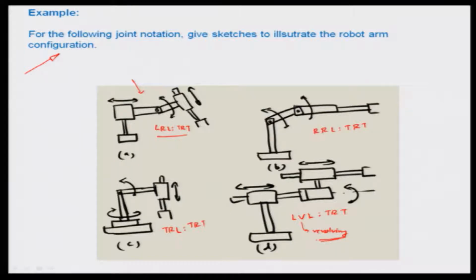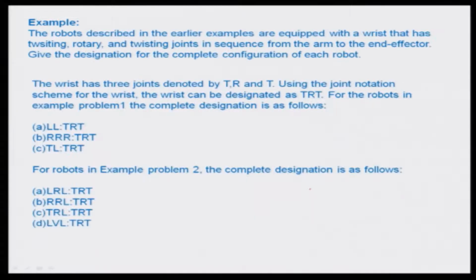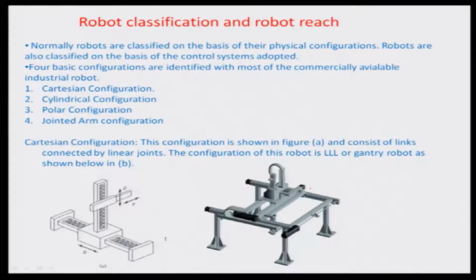Having said that, now we would like to go to the classifications and the reach of the various robots. Normally, robots are classified on the basis of their physical configurations, and also on the basis of the control systems which are adopted. There are 4 basic configurations identified with most commercially available industrial robots: the Cartesian configuration, the cylindrical configuration, the polar configuration, and the jointed arm configuration.